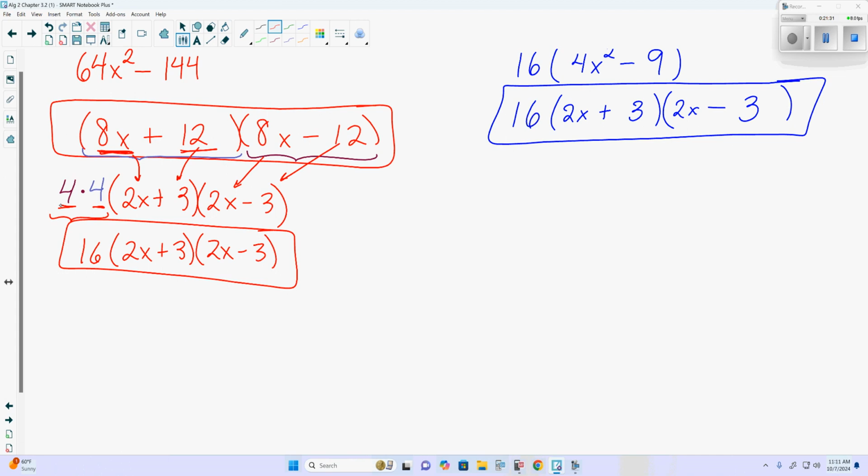times 2x minus 3. Now, if it just asks us to factor it, this here, 8x plus 12 times 8x minus 12, is indeed factored. If it asks us to factor it completely, then we're needing this here. That's the big difference. The 8x plus 12 times 8x minus 12 is indeed factored, but not factored completely. There are no like terms, nothing in common. We need it all the way down. Either one of those works. If it says completely, we need it at the end. Are you ready for the next one?